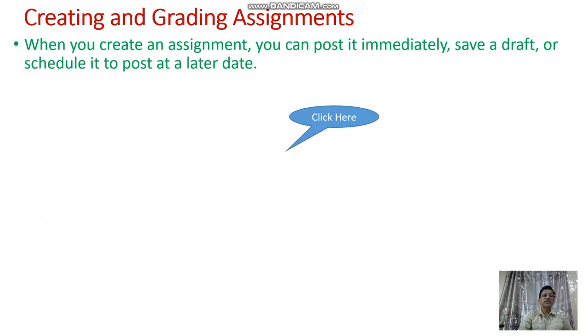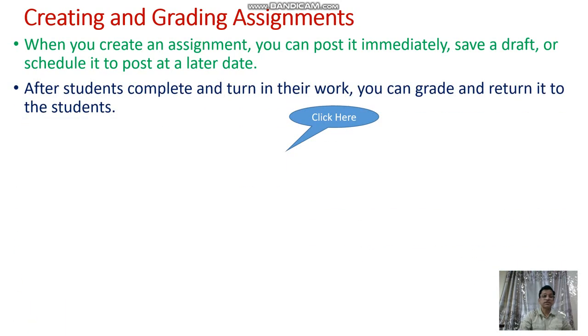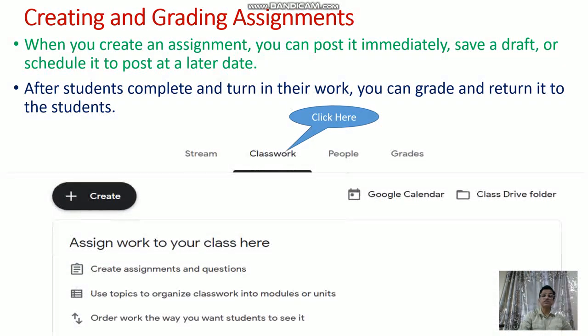So, creating grades and assignments. When you create an assignment, you can post it immediately, save a draft, or schedule it to post at a later date. After students complete and turn in their work, you can grade and return it to them. So what you need to do is go to Google Classroom, go to Classwork, and click the Create button. There you'll get what you need to share, what homework you need to give to the students.